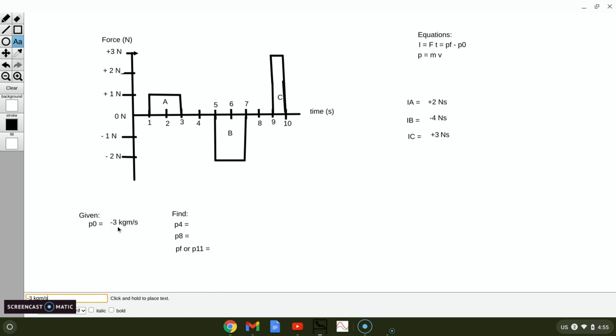There's no reason that the initial momentum has to be positive. The object can be moving to the left, and that's all that this is showing. So we've got some negative momentum here. Please calculate the momenta at 4, 8, and final. Go ahead and hit pause now, and then resume here in a second.